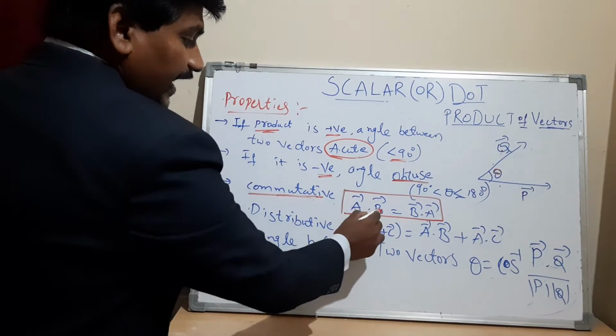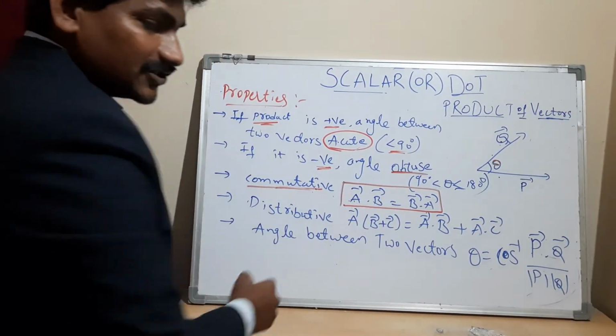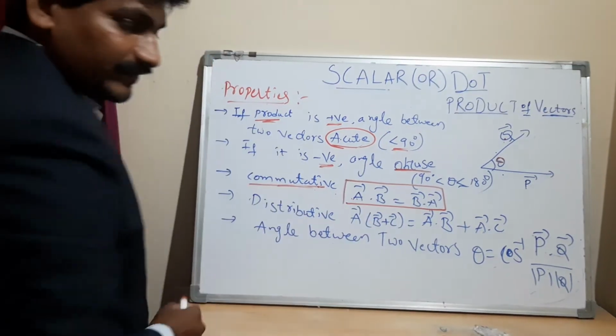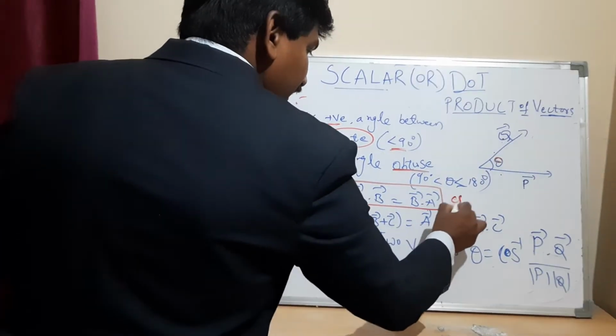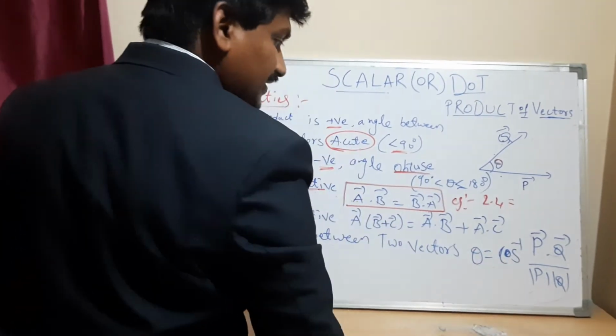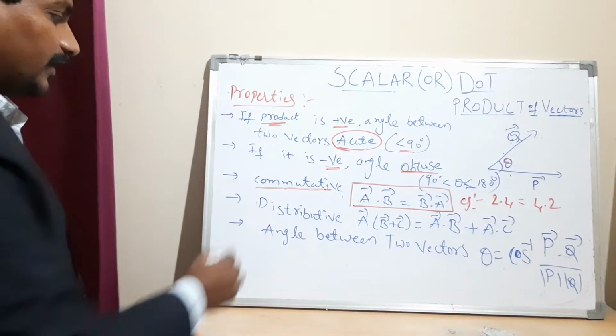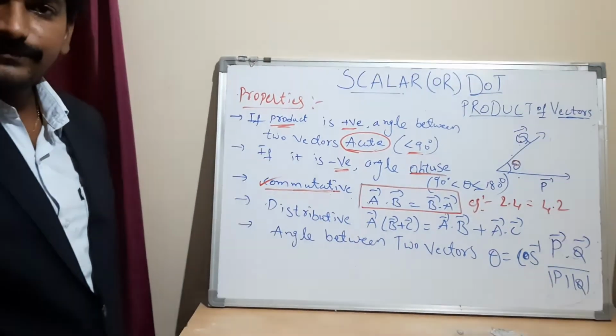If A and B are vectors, the product A dot B is equal to B dot A. A simple example: 2 into 4 is the same result as 4 into 2. So it obeys the commutative property.